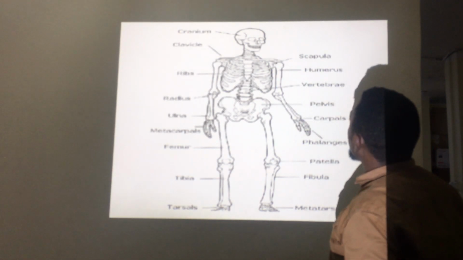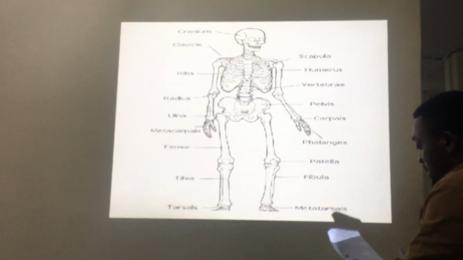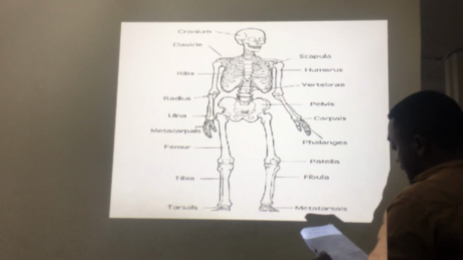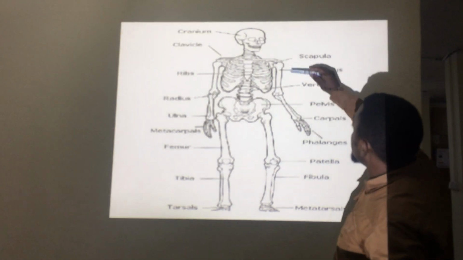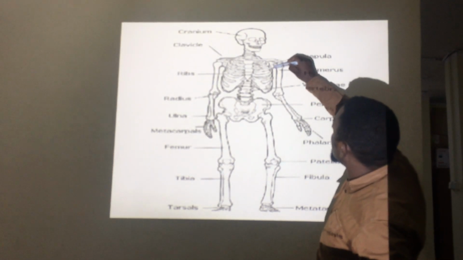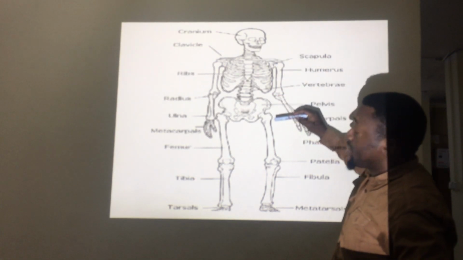So now I made mention of the types of joints, where I said the movable joint, and example one is the ball and socket joint. This is where the ball and socket joint is. The shoulder here, this place, is where the ball and socket joint is.